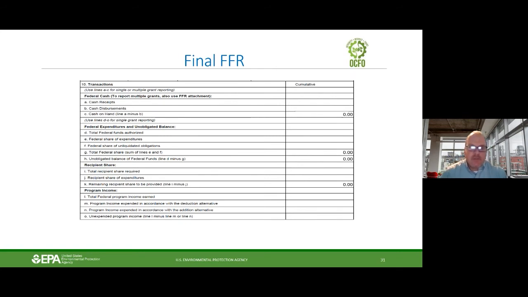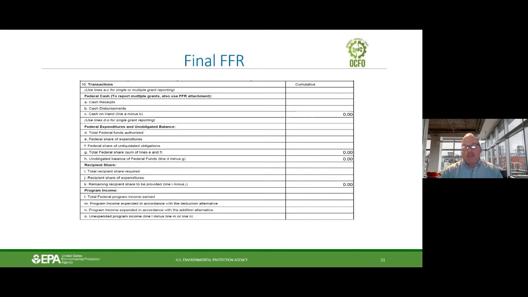Section D, federal funds authorized. That is the total amount of your grant award. So if you had 2 or 3 amendments and each amendment was for $10,000, then your federal funds authorized is $30,000. Let's say you had 3 for $10,000 each. That's going to be the total amount that you have received from the inception of the grant to today when you're closing out the award.